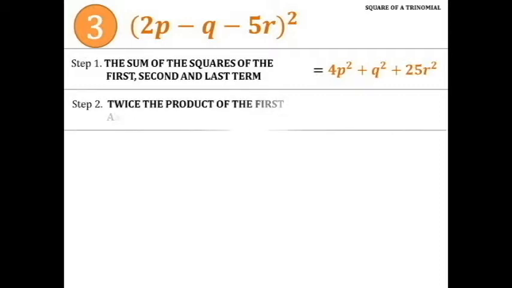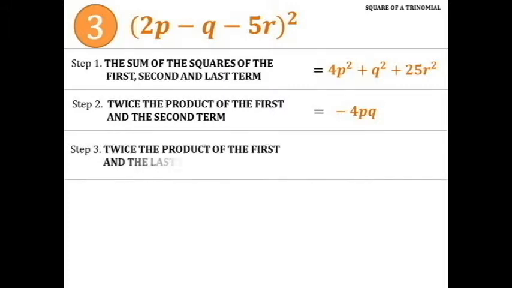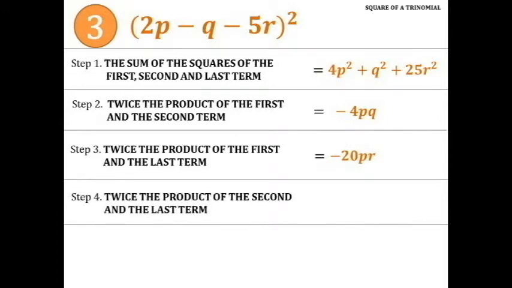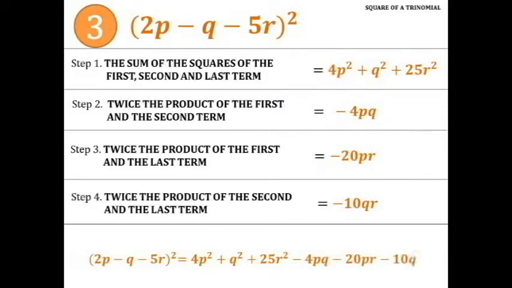Then twice the product of the first and the second term. We have negative 4pq. Next is twice the product of the first and the last term, which is negative 20pr. And finally, twice the product of the second and the last term. We get negative 10qr. So finally, we get 2p minus q minus 5r quantity squared is equal to 4p squared plus q squared plus 25r squared minus 4pq minus 20pr minus 10qr.